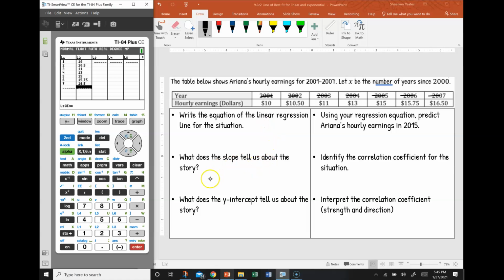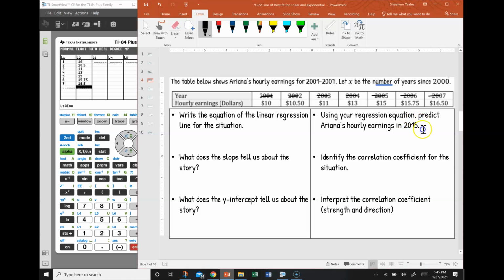All right. So we're going to write the equation of linear regression. And we're going to say, what does the slope tell us about the story? What does the y-intercept tell us about the story? And then using your regression equation, predict her hourly earnings in 2015. We're going to also identify the correlation coefficient and interpret the strength and direction, if it's positive or negative.